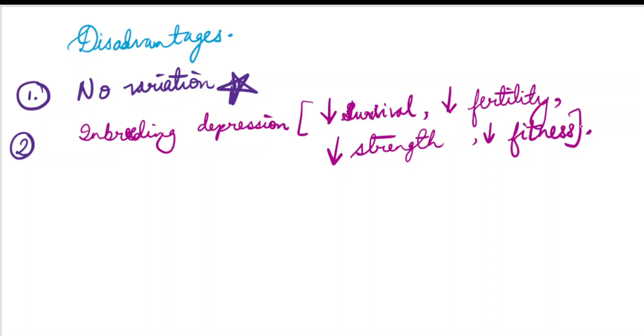Because of no variation, because of a pure line being formed. There will be no variation, so there will be a pure line, and because of continuous self-pollination there will be inbreeding depression. When will there be inbreeding depression? Because of continuous self-pollination. Self-pollination is happening again and again. So what will happen? There will be inbreeding depression.